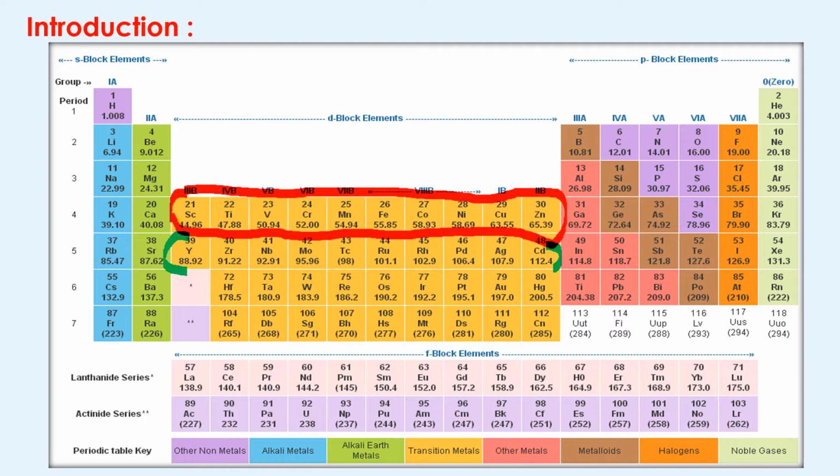The 3d series has the characteristic electronic configuration starting with argon as the inert gas, with 3d electrons from 1 to 10 and 4s from 1 to 2. Then our second transition series is the 4d series, starting with krypton as the inert gas, then 4d 1 to 10 and 5s 0 to 2. Then the 5d series starts with xenon as the inert gas, then 5d 1 to 10, 6s2. And our 6d series has radon as the inert gas, 6d 1 to 10 and 7s2. So this is just an introduction part of our transition elements.